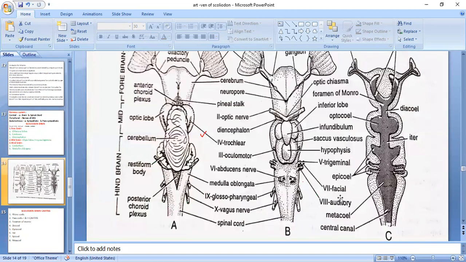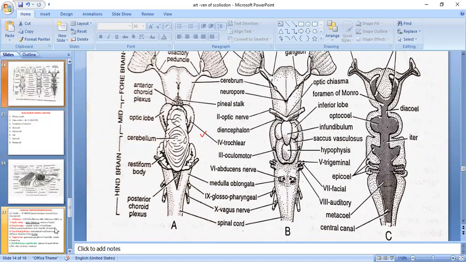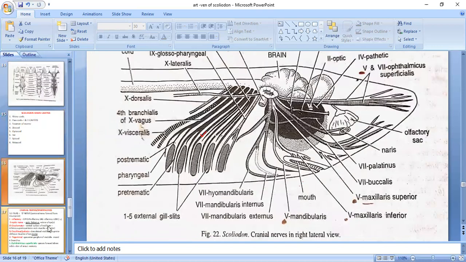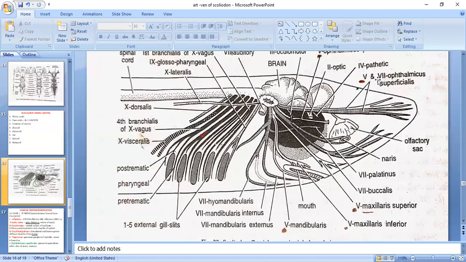And the seventh, the facial nerve, is also produced from the anterolateral part of the medulla oblongata. The fifth is done, the sixth is done. The seventh one contains many branches. One runs together with the fifth. This one is generally the ophthalmicus superficialis of the seventh.